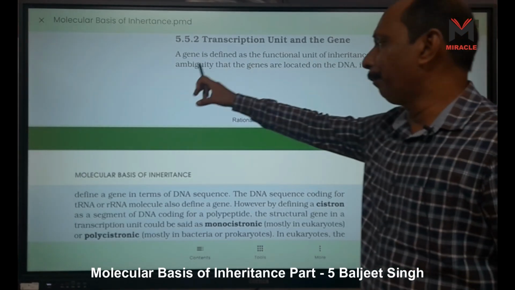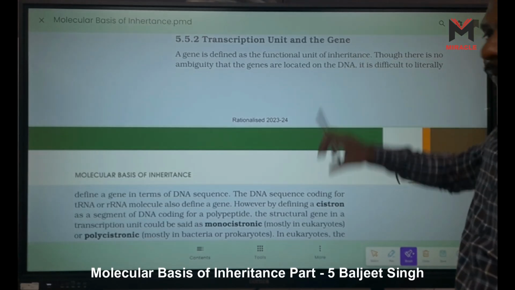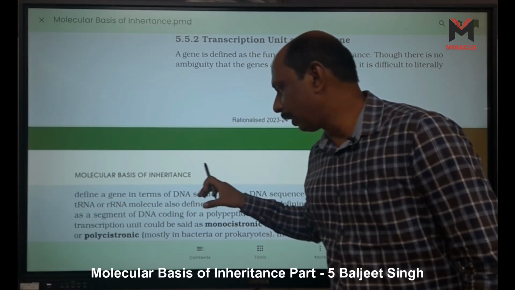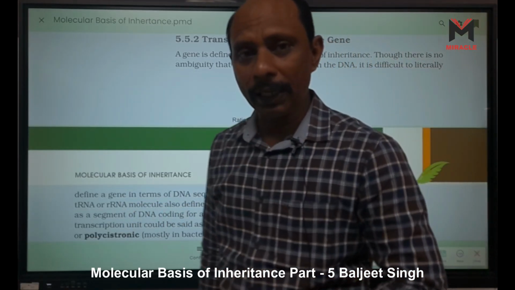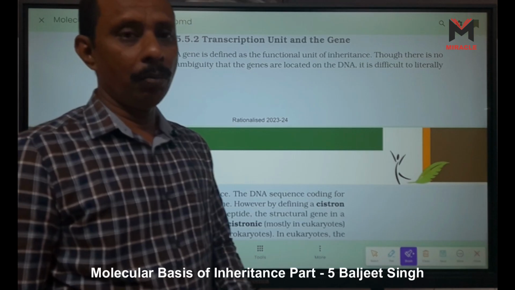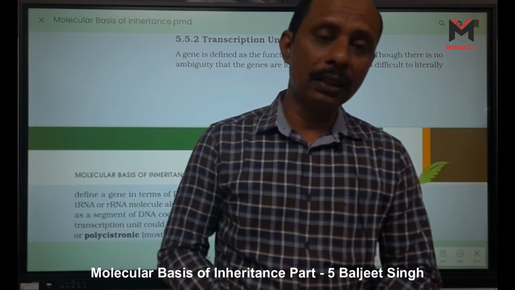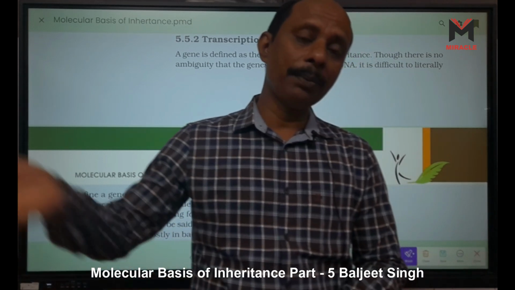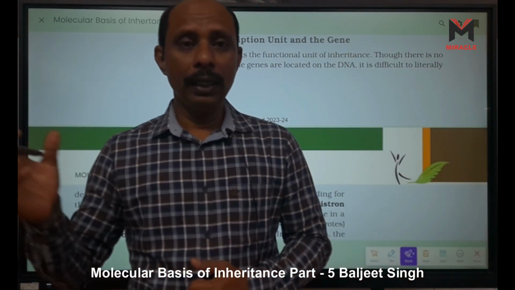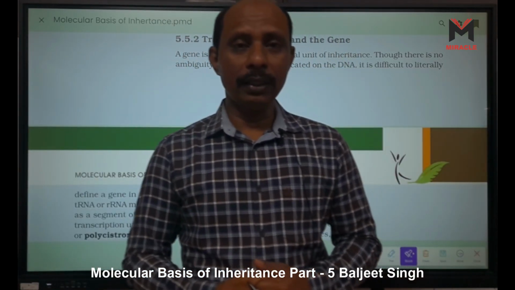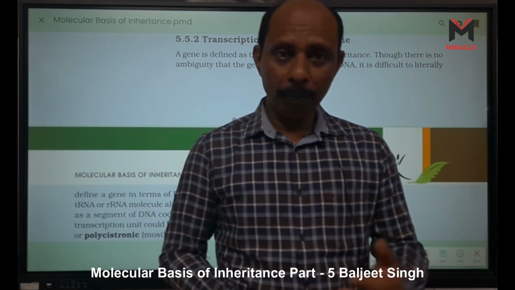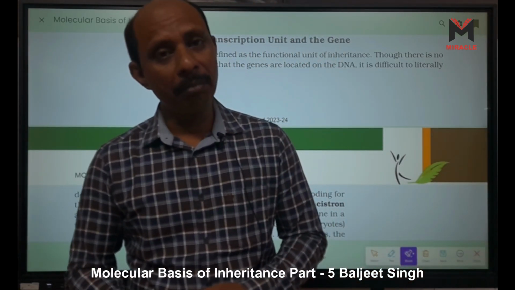Though there is no ambiguity that genes are located on DNA, it is difficult to literally define a gene in terms of DNA sequence. That's why I tell you what I read at that time, but today it is totally different. At that time I read that in humans 1,20,000 genes are present, because the genome project was going on. We know the genome project started in 1990 and was completed in 2003 on paper, but actually completed in May 2006.